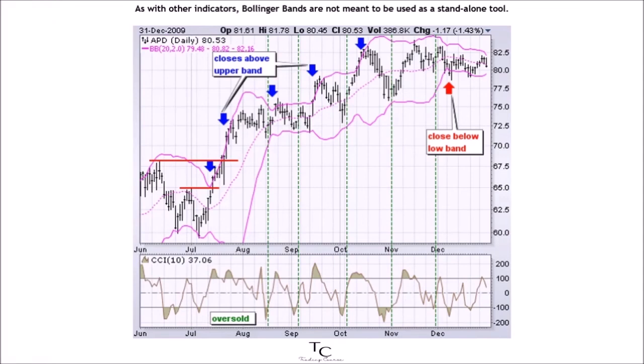As with other indicators, Bollinger Bands are not meant to be used as a standalone tool. Chartists should combine Bollinger Bands with basic trend analysis and other indicators for confirmation.